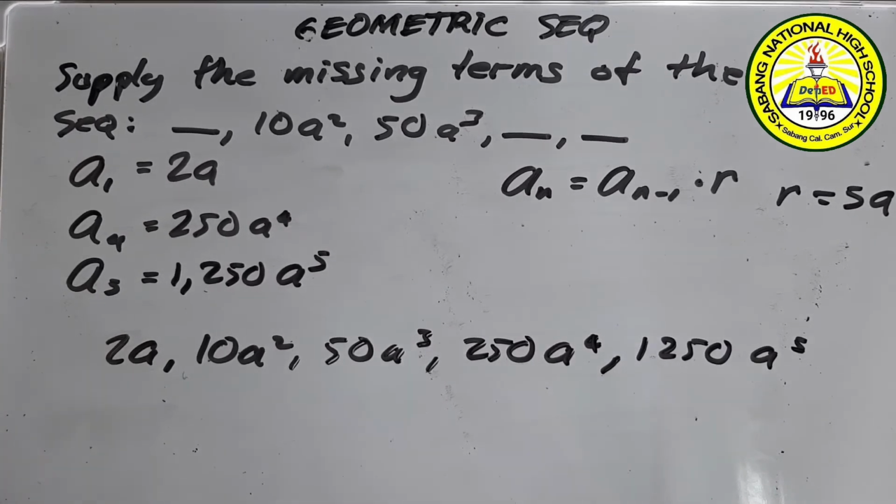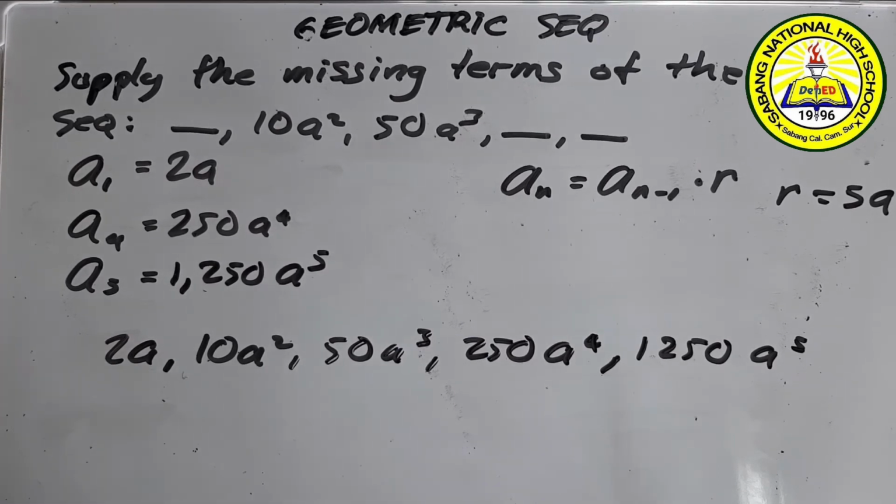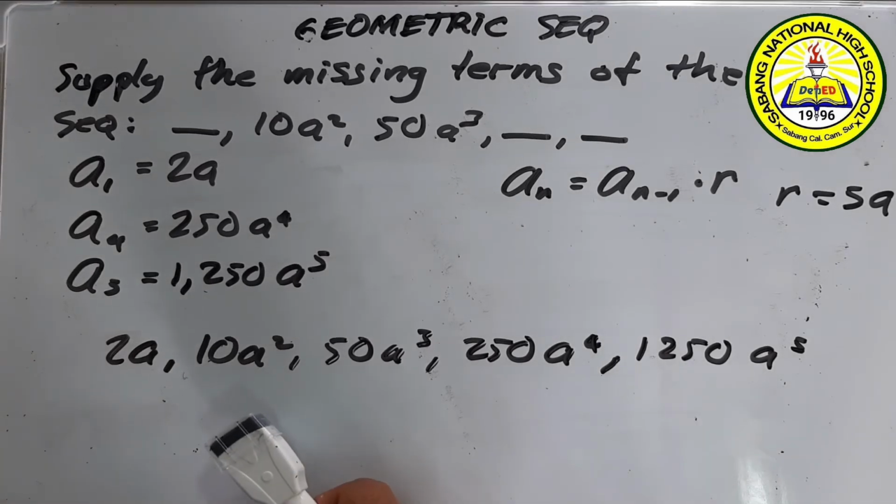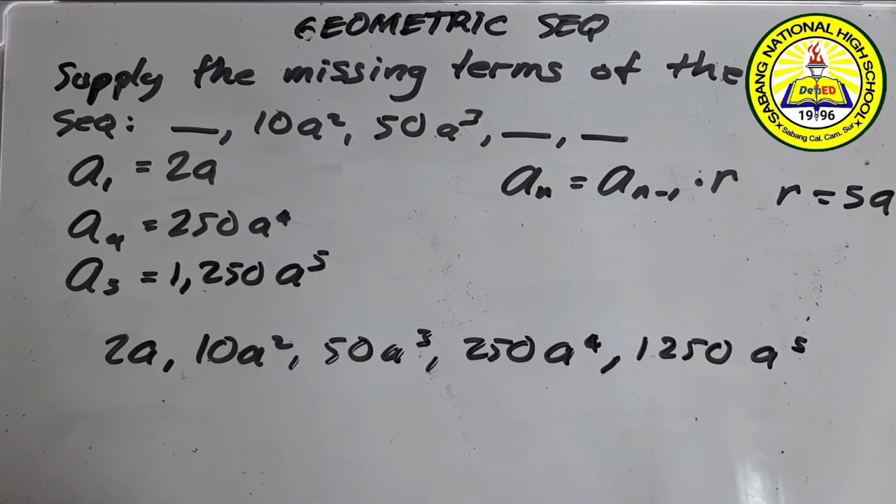Okay. So that will be all for now, since our topic is only illustrating what a geometric sequence is. So may I just reiterate that a geometric sequence is a sequence wherein the succeeding term is found by multiplying a common ratio from the preceding terms, from any preceding term.